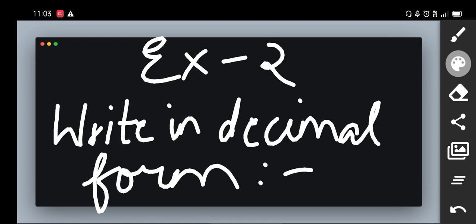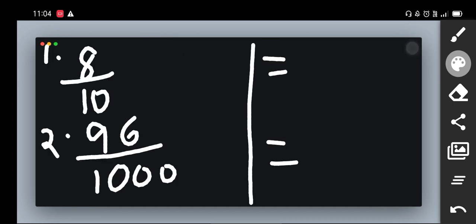Our exercise 2 is write in decimal form. In this, you will get a number in fractional form that you have to write in decimal form. In the introduction video, many examples were given of how to convert. So let's start. The first question is 8 upon 10. Because it is in fractional form, I read it as 8 upon 10. Now how do we convert it to decimal form?